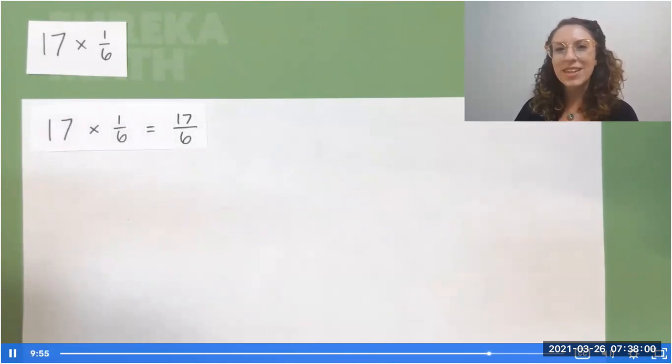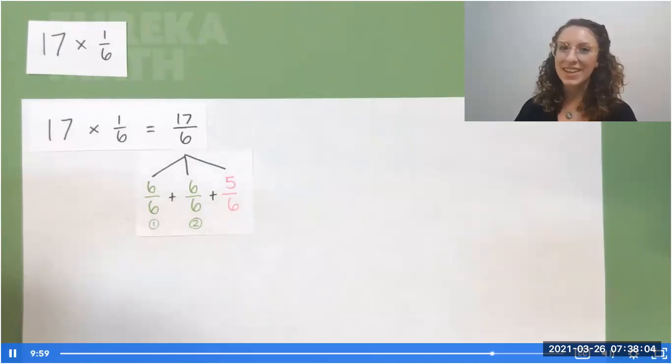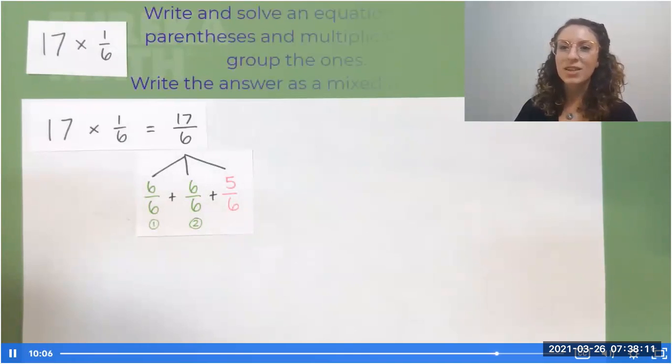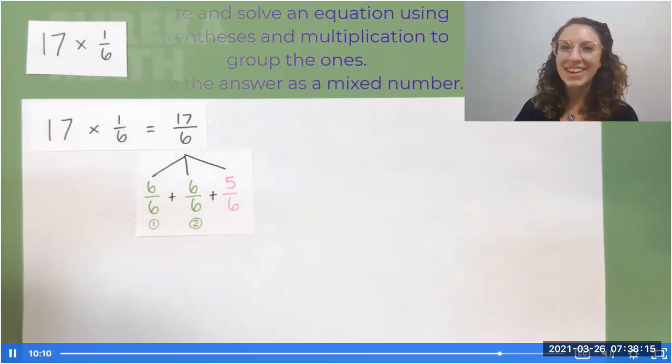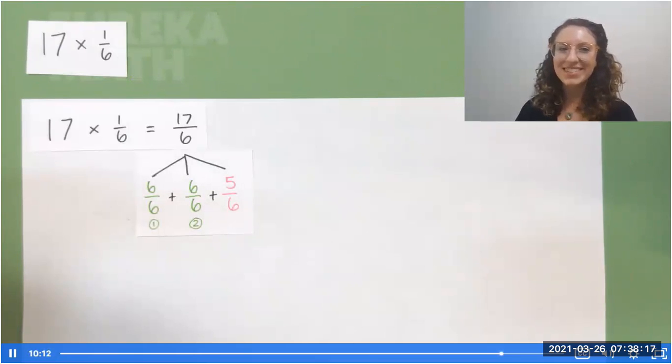How many groups of 6 sixths? We have 2 groups of 6 sixths. That makes 12 sixths and 5 sixths left. Pause to write an equation using parentheses and multiplication to group the ones. Then write the answer as a mixed number.